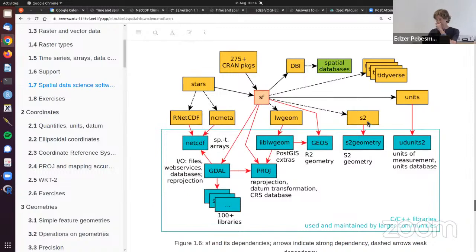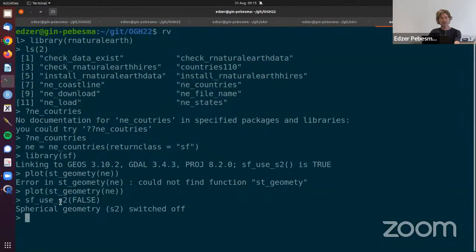So why does this matter? One thing that matters is that by doing this switch that I just said, switching S2 on and off, you basically swap to tunnelling everything to the GEOS library, or tunnelling everything to the S2 library. Of course, I'm talking now only about the case where your data are not projected.